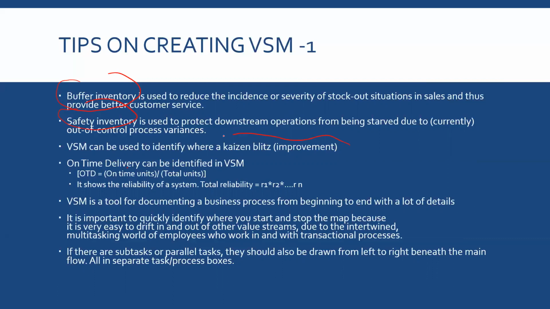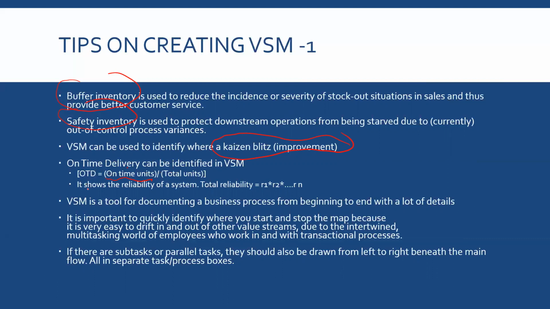We talked about this. The whole idea is to use the current state map to develop a future value stream map. On-time delivery is another measure that we could use that I want you to be aware of. On-time delivery can be calculated by dividing the on-time units by the total units.